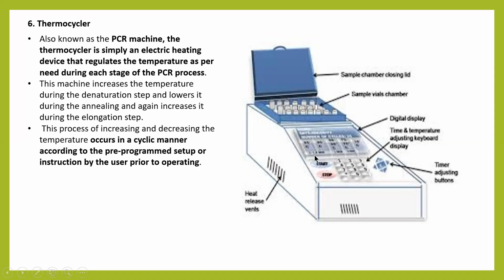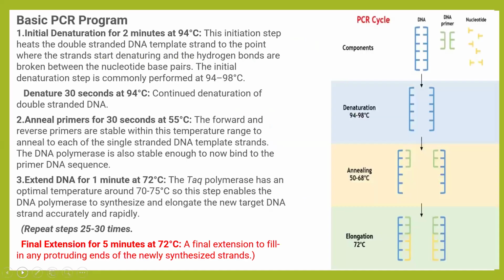So eventually an increase and decrease of temperature will occur in the thermocycler machine. This process of increasing and decreasing the temperature occurs in a cyclic manner according to the pre-programmed setup or instruction by the user prior to operating. So what are the basic PCR programs?